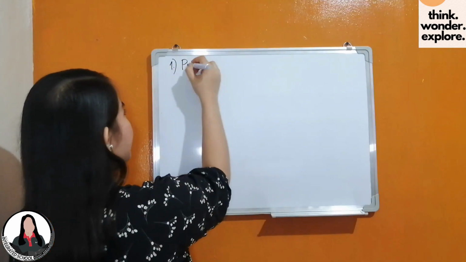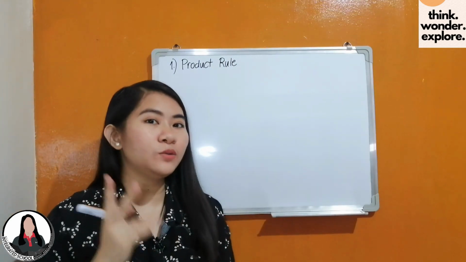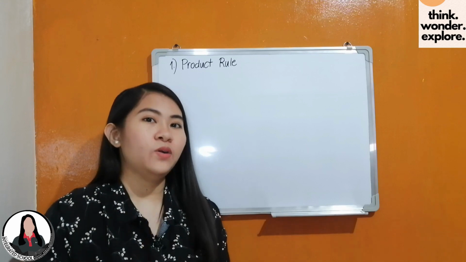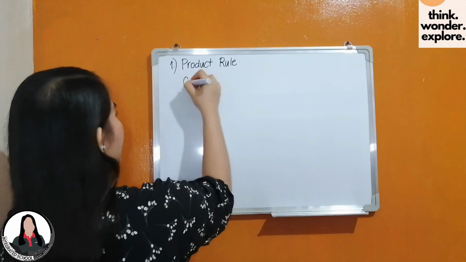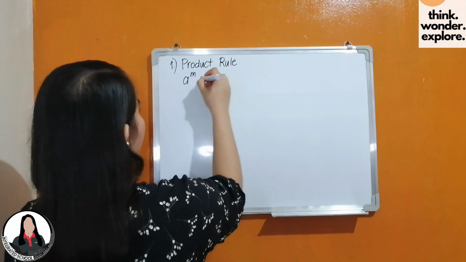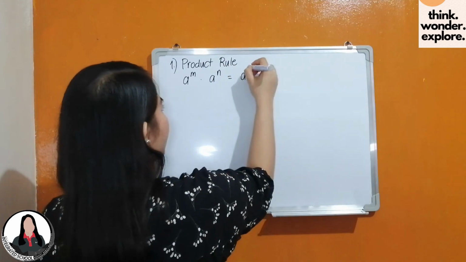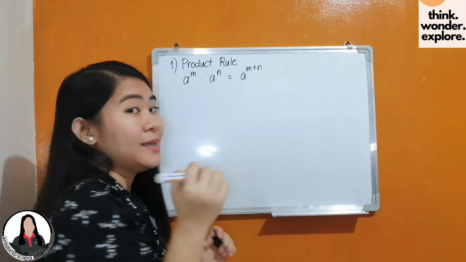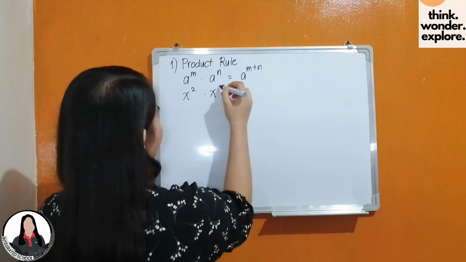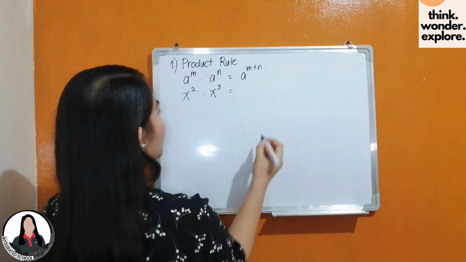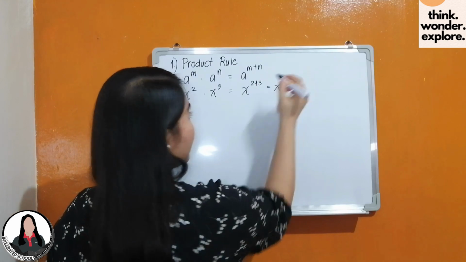Number 1. For the product rule, this states that when multiplying two numbers that have the common base, you just have to retain the base and add their exponents. In symbols, that is a raised to m multiplied by a raised to n equals a raised to m plus n. For example, x squared multiplied by x cubed is equal to x raised to 2 plus 3, simply x raised to 5.